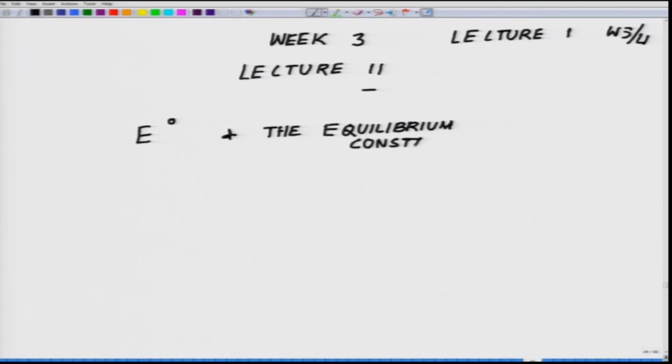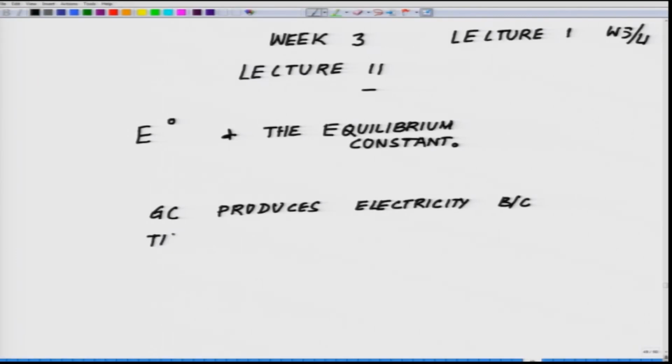What I highlighted just now is that a galvanic cell produces electricity because the cell reaction is not at equilibrium. The reaction is not at equilibrium. This is one of the fundamental things.